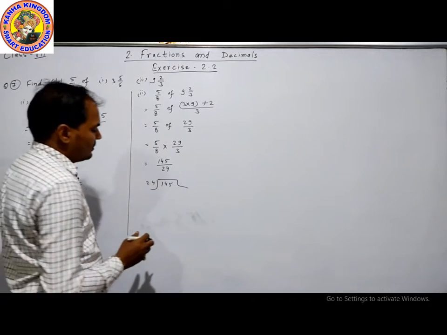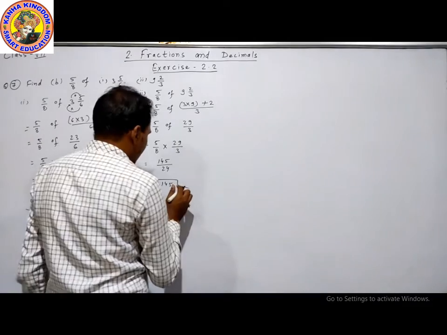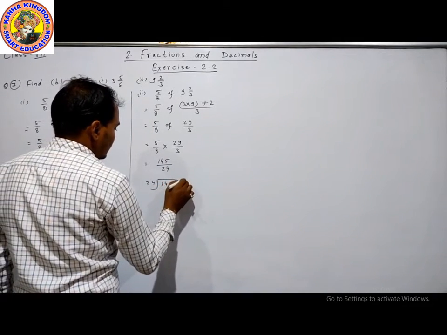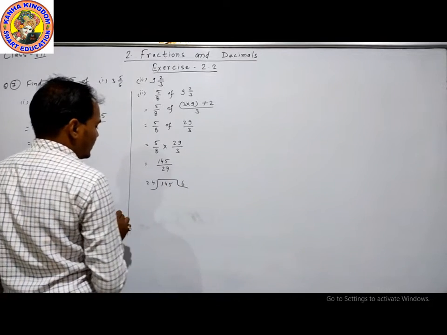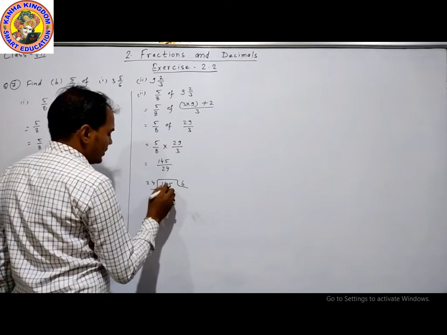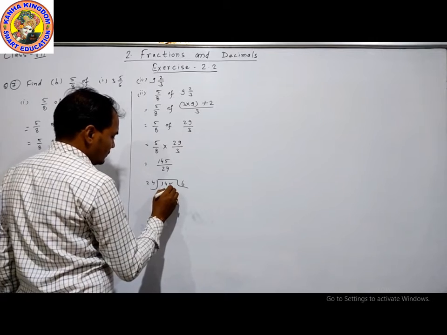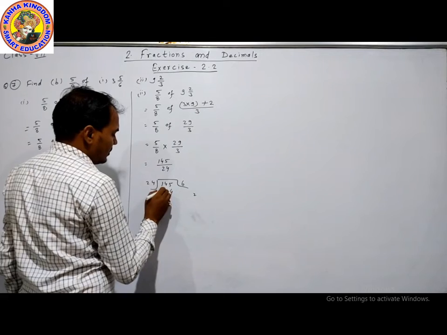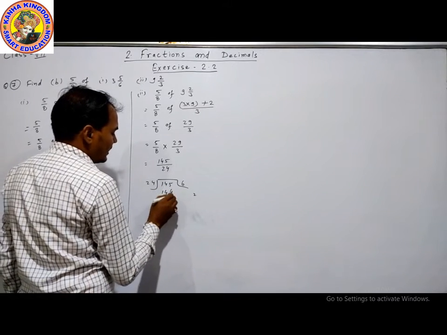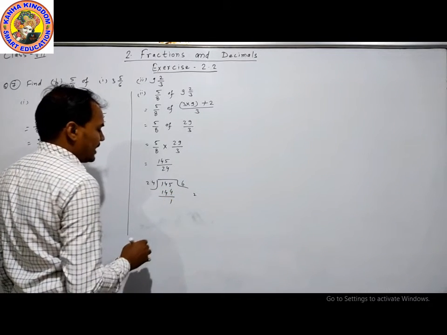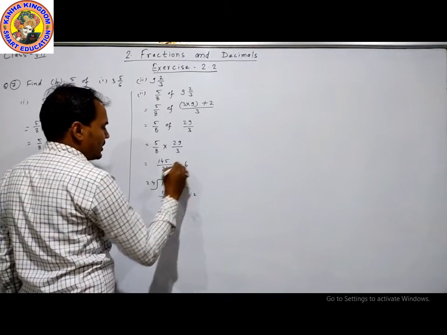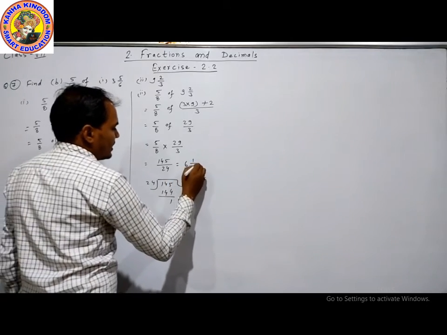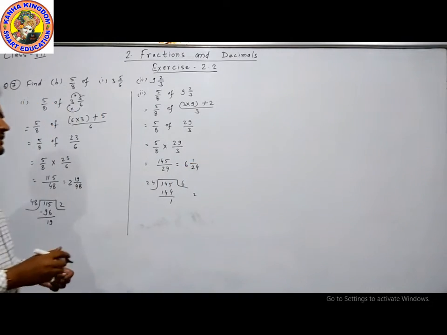In this division, we get 6 times. 6 into 4, 24, 6 into 2, 12, 12 and 2, 14. Remainder is 1. 6 times complete division, remainder is 1, divisor is 24. This is our final answer.